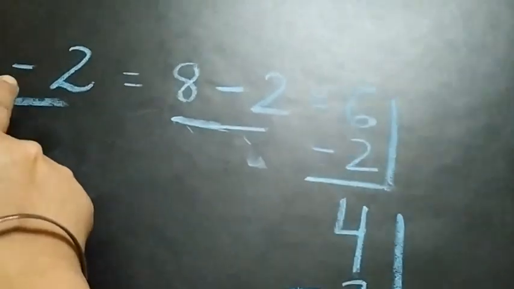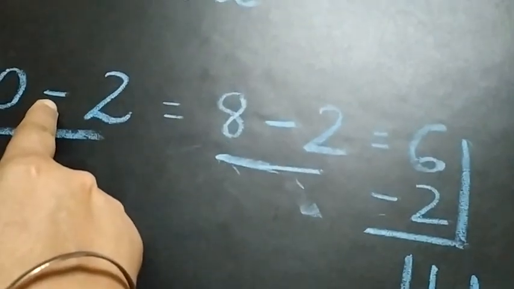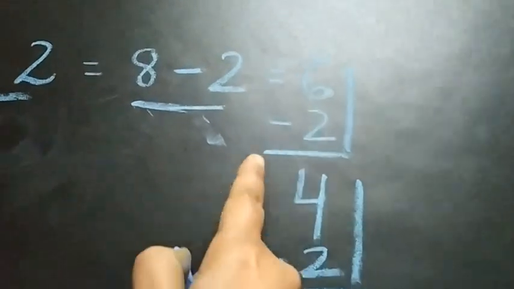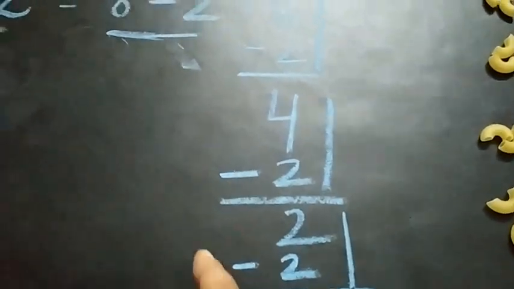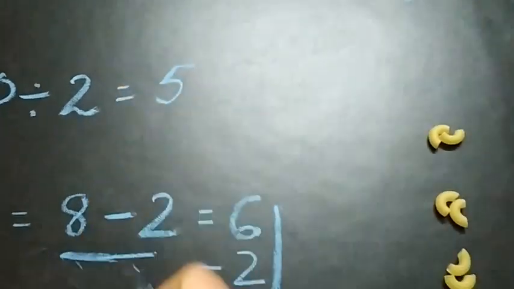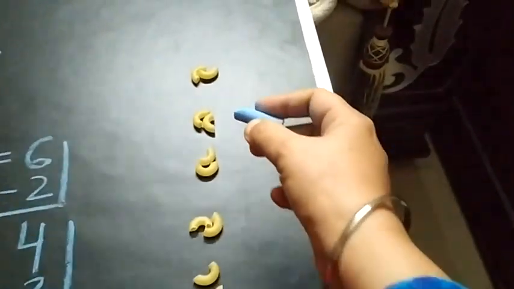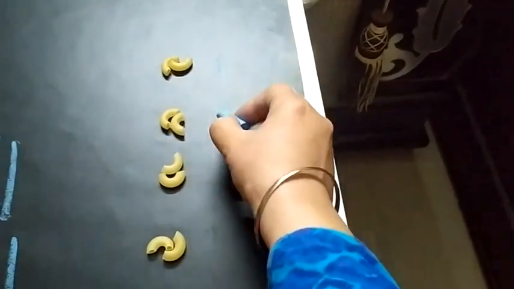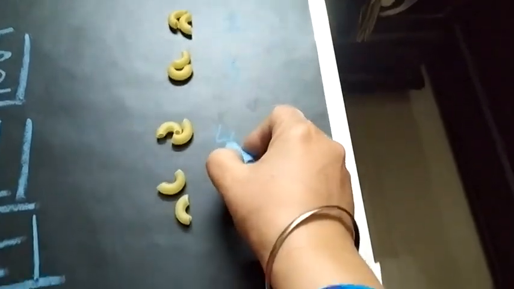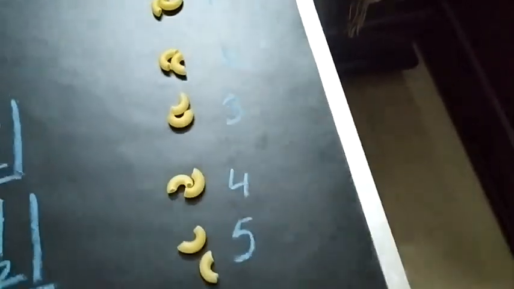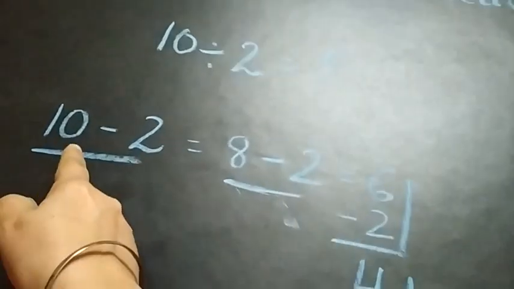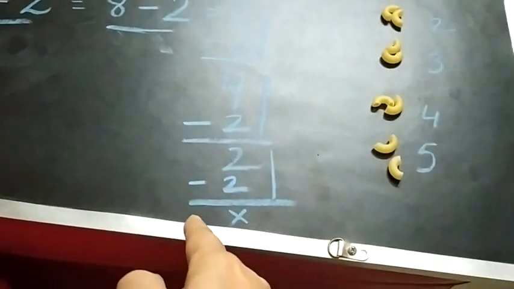Or you can simply count the number of signs. How many times have you written the subtraction sign? 1, 2, 3, 4, 5. So 10 candies were distributed among 5 friends. See this? Friend number 1 got this, friend number 2 got this, this is for friend number 3, this is for friend number 4, and this is for friend number 5. So 5 friends got it. So see, this is division by subtraction.